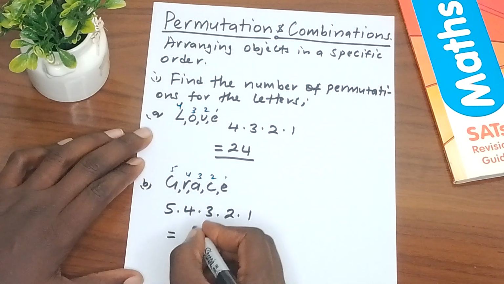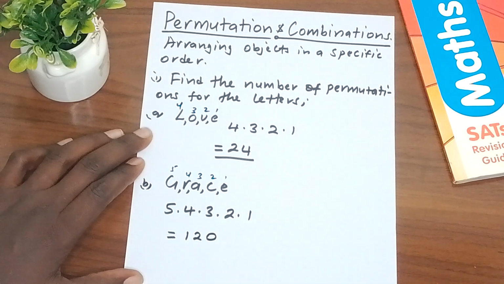Which means that the word grace can be written 120 ways. So this is how permutations are done, and this is the introduction on permutations.